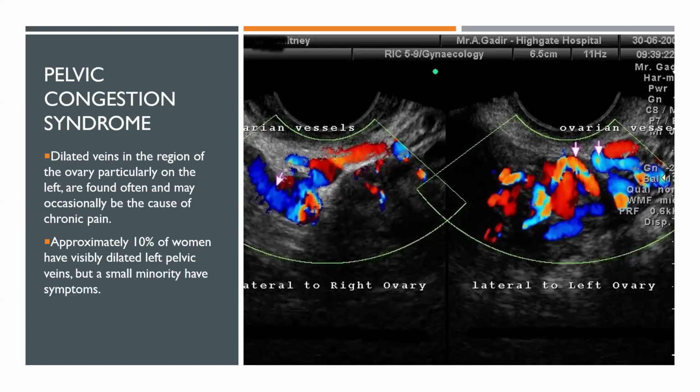Pelvic congestion syndrome is another reason for chronic pain. It's when you have dilated veins in the region of the ovary. So if you see a lot of worm-like veins on bilateral sides, especially the left side, you need to note that in your report because that could be a reason why they're having chronic pain. However, 10% of people do have dilated veins, so it could just be a coincidence, but it's worth mentioning in your report.